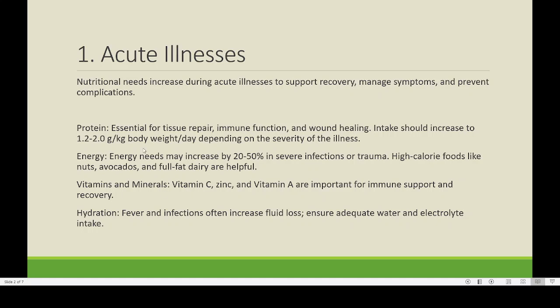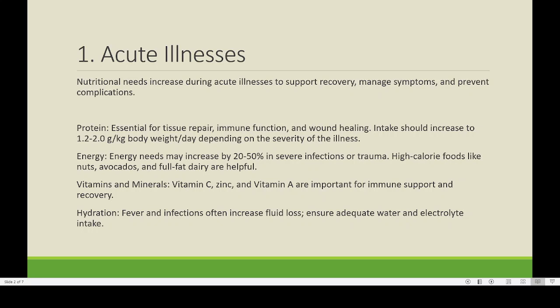With regard to protein, especially if you are having a very high fever, most of the time you may not be taking food, and unless you are taking sufficient food, your body may not be able to come back to your normal weight level. Protein should be around 1.2 to 2 grams per kilogram of body weight during and after an illness. Energy needs may increase by 20 to 50% in severe infection and trauma. During that time, high calorie foods like nuts, avocado, full fat dairy and full cream milk are very helpful in improving your condition.